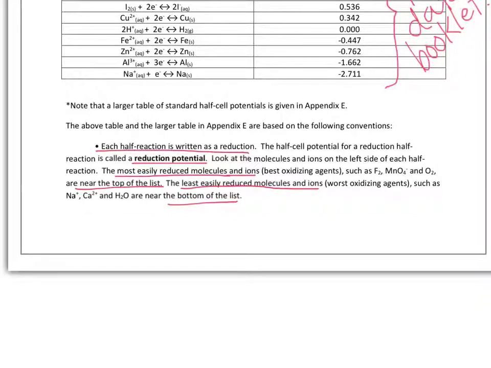If you want to know what the potential will be if this is written as oxidation, it means that you would need to flip the half reaction, and therefore you would flip the sign on the potential.